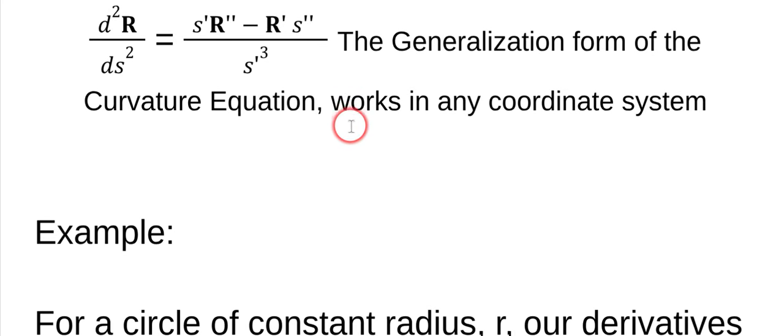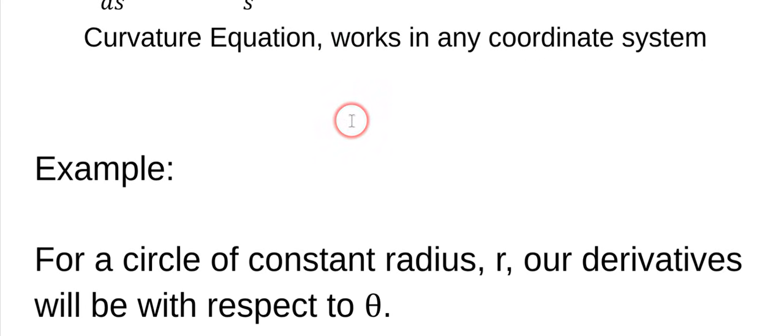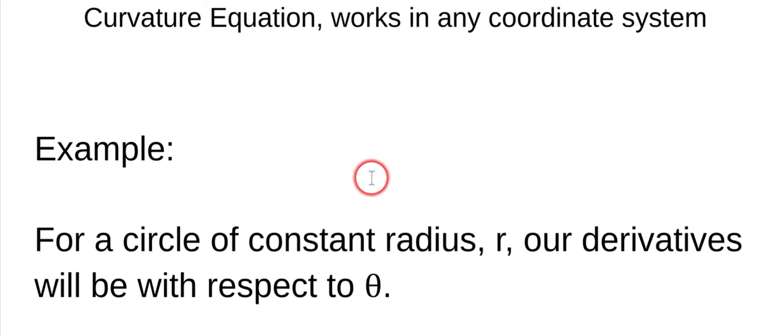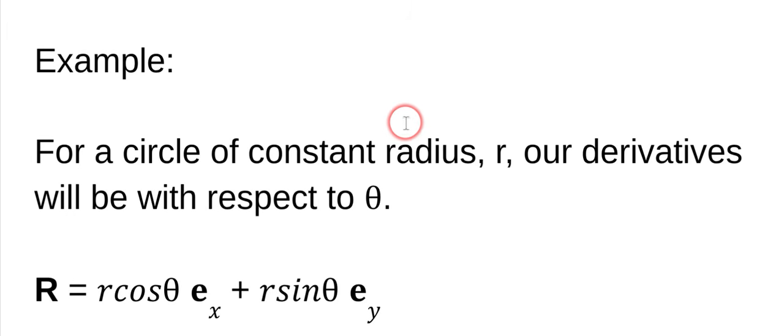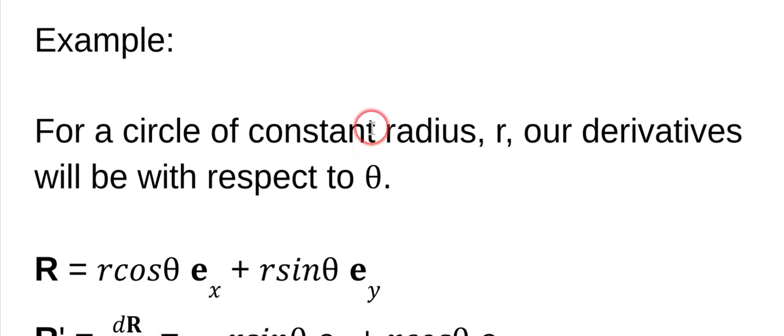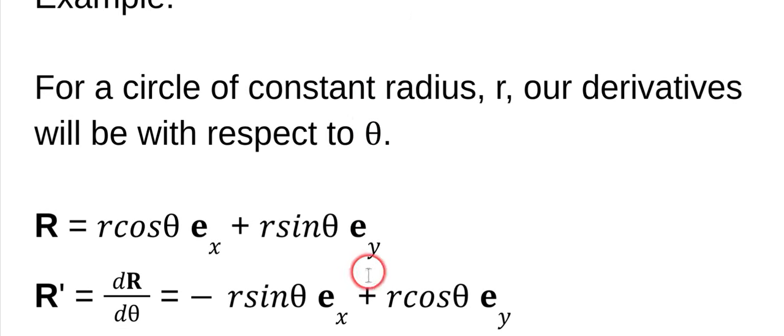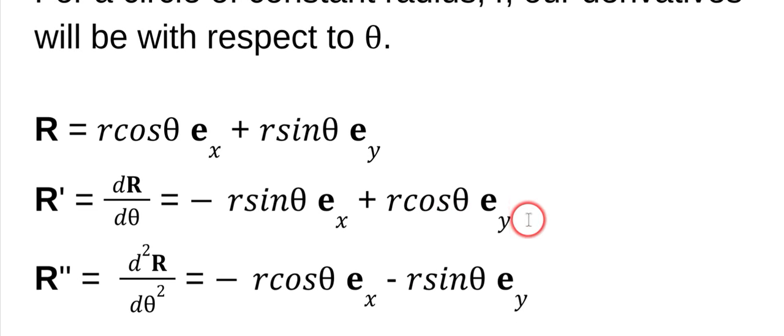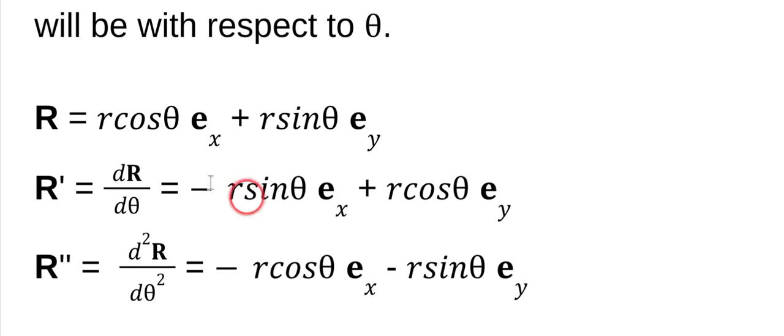Okay. So here's an example. We have a circle with a constant radius r. So our derivatives will be with respect to theta. That's our parameter. T in this case is theta, right? So here's the equation of a circle. We differentiate that with respect to theta, we get this. Differentiate it again with respect to theta, and we get this. So now we have the two pieces that we need.